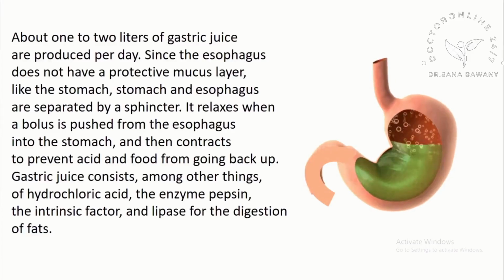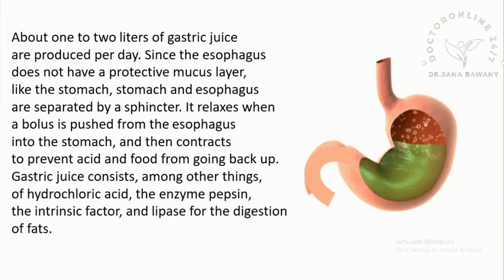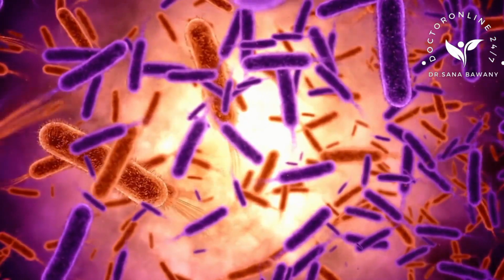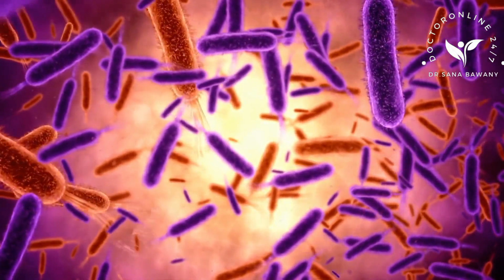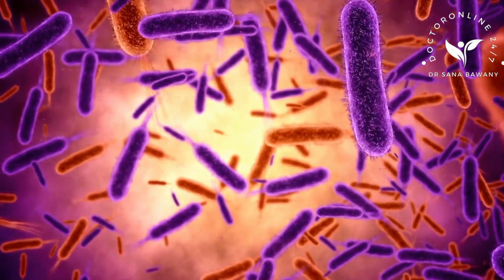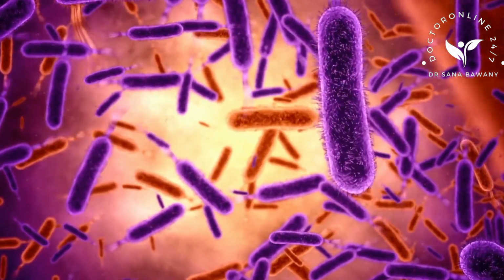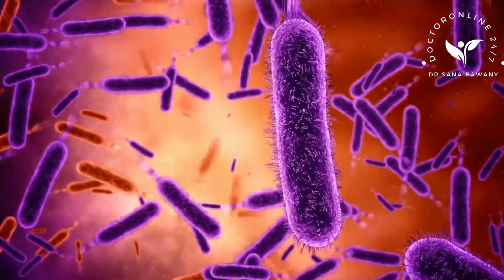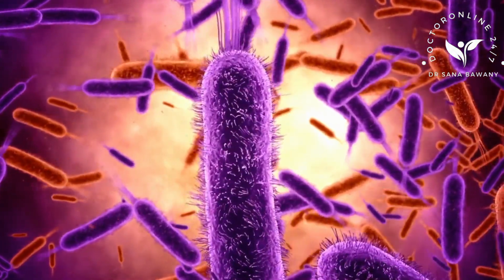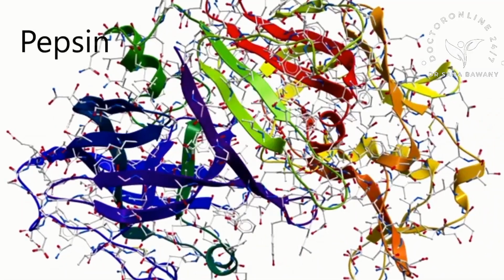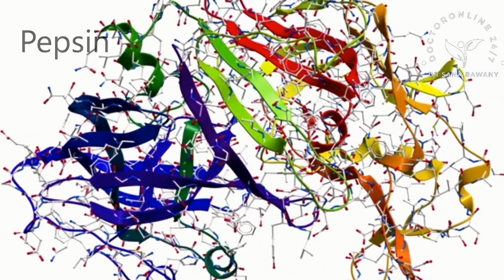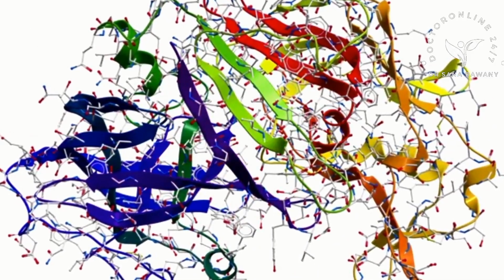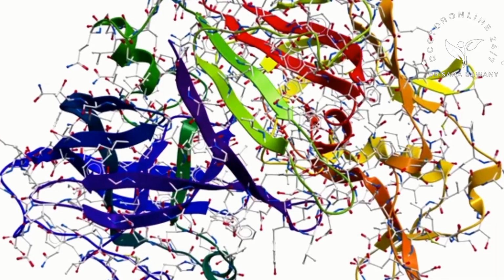Gastric juice consists, among other things, of hydrochloric acid, the enzyme pepsin, the intrinsic factor, and lipase for the digestion of fats. In addition to nutrients, food also contains bacteria that can damage the body. The components of hydrochloric acid are able to destroy harmful bacteria. In addition, hydrochloric acid converts pepsinogen, also released by the gastric glands, into pepsin. Pepsin is able to break down proteins in the stomach.